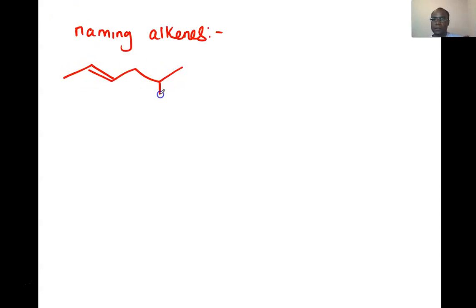Alright, so let's do more examples. So what will be the name of this molecule? To name this molecule, we have to find the longest chain containing the double bond. That's the first rule. So it's 1, 2, 3, 4, 5. You could either go 6 down or 6 up. Then this becomes our substituent, or you could decide to number it from the right. So it's 1, 2, 3, 4, 5, 6.